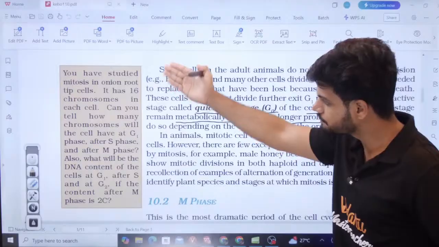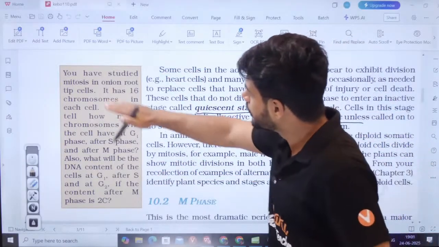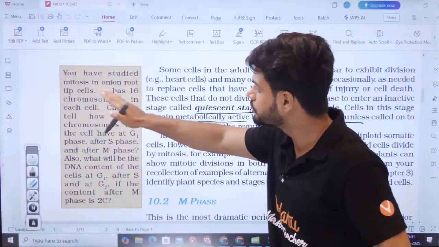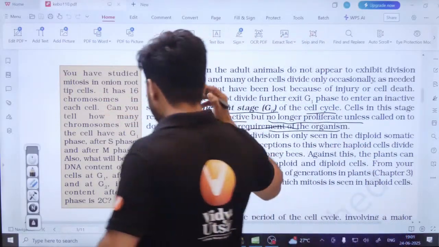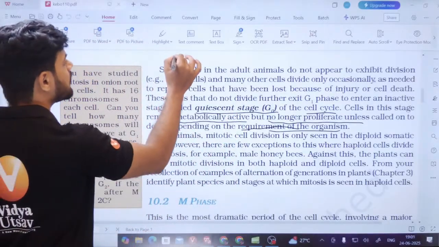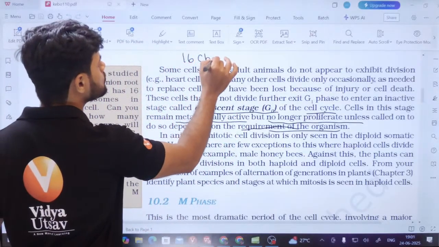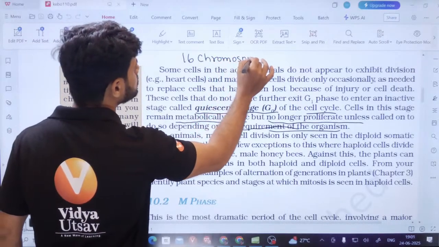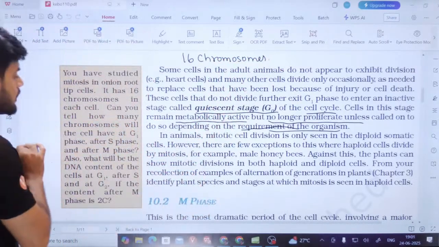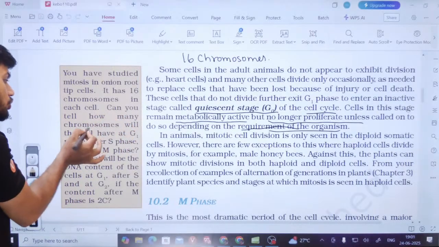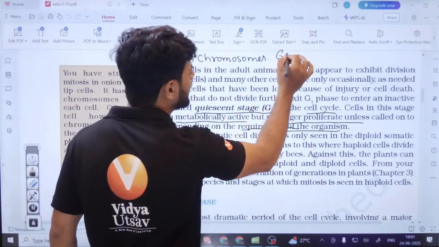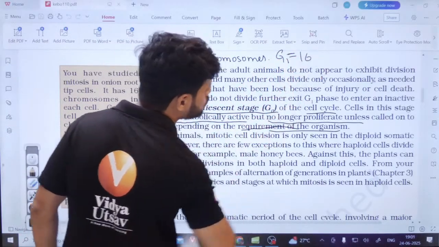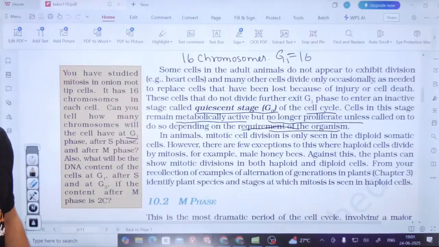Can we just solve this part here? Let's just solve this part given here. You have studied about mitosis in onion root tip. It has 16 chromosomes in each cell. So every single cell has 16 chromosomes. Now, can you tell how many chromosomes will the cell have at G1? Obviously, students, at G1 it will have 16 chromosomes because chromosome number doesn't change. Yes or no?